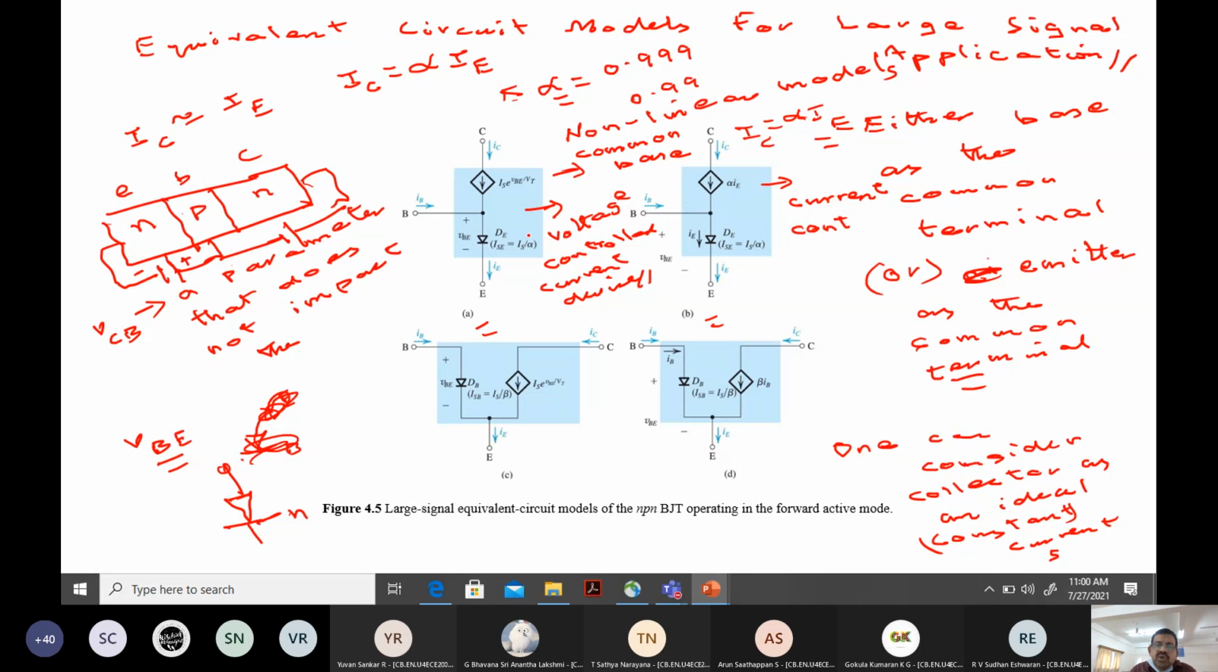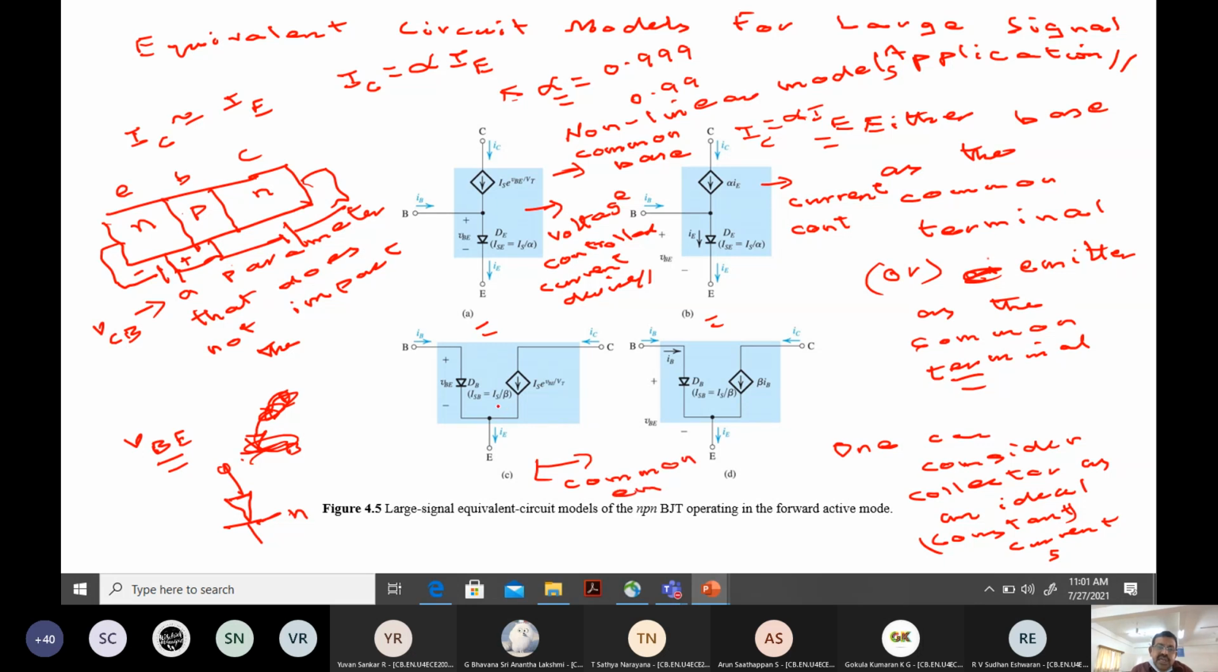All of the circuits are equivalent circuits only. They are not different from each other, but it is how we view the circuit: whether as a voltage control device or a current control device. Depending on whether the common terminal is the base or the emitter, we have to adapt the model. If a problem is given with common base, we adapt this model. But if it is given as common emitter, then we adopt models C and D. So this is common emitter.